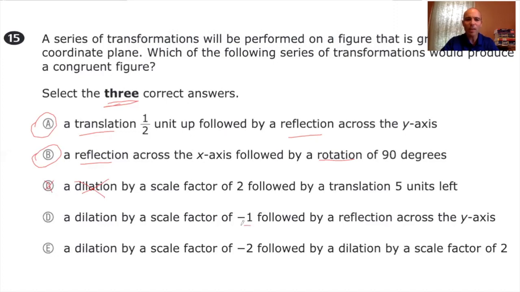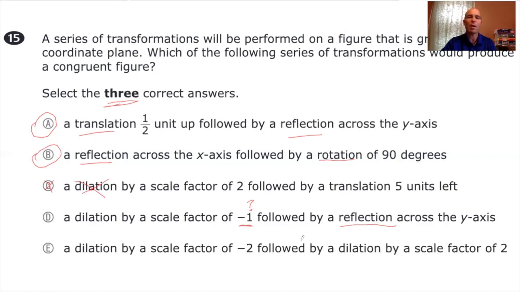What? What the heck is that talking about? All right, okay, reflection's cool. I don't even know what's going on here, right? Let's talk about E. A dilation of scale factor -2 followed by a dilation of scale factor 2. What the heck does it mean to have a negative scale factor? Okay, so first of all, remember what this means. You are multiplying every xy coordinate by -2, right? So that is not going to end up with a congruent figure.